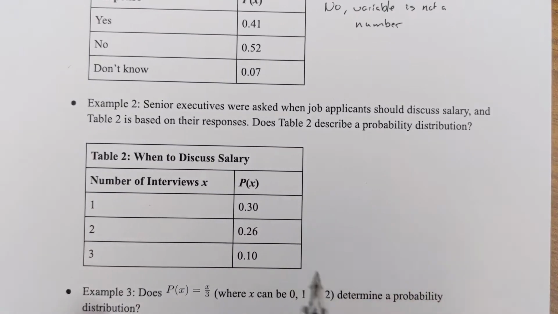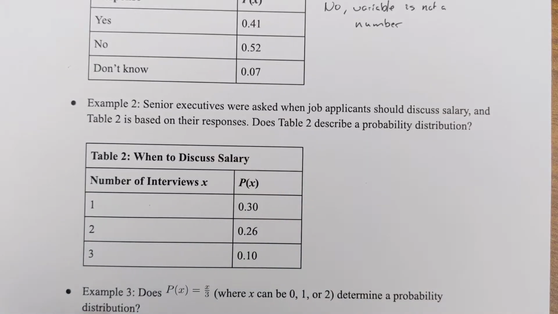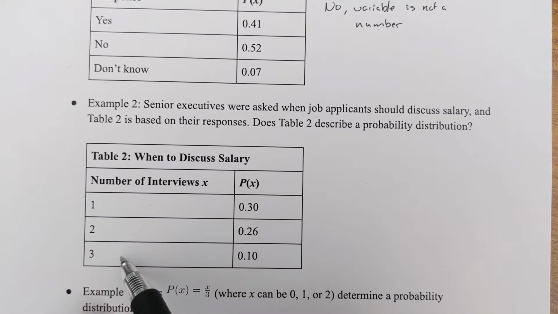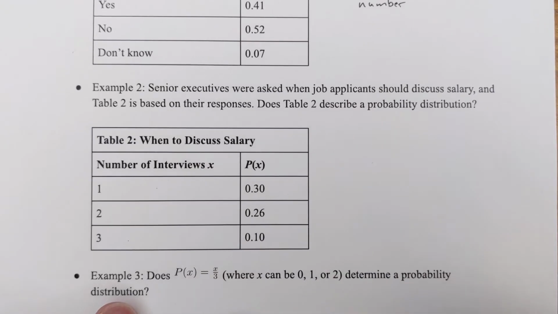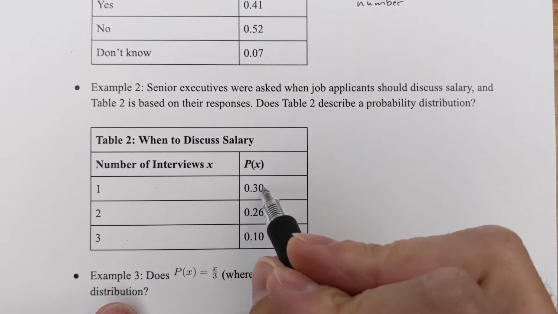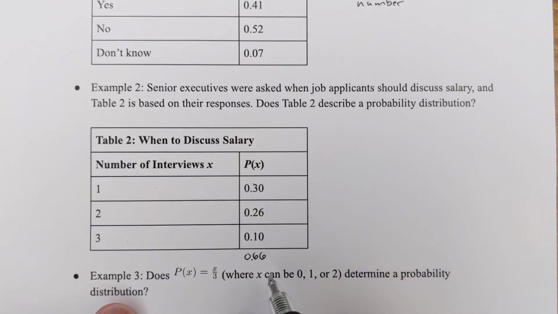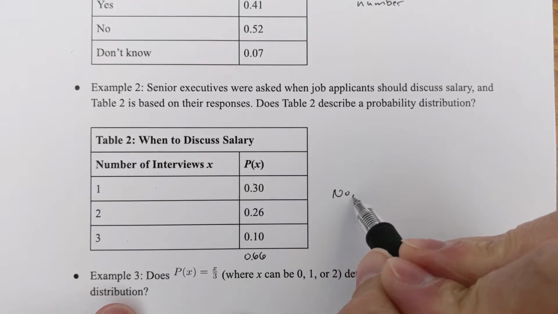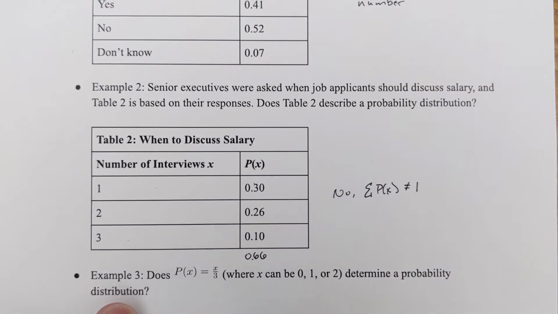Okay, so example 2. Executives were asked if job applicants should discuss salary. Table 2 is based on responses. Does table 2 describe a probability distribution? So here are our variables, here are their probabilities. The rules are the variables are numbers. So yes, criterion 1 is met. Criterion 2, the sum of the probabilities has to add up to 1. So let's check that out. If I add these numbers up, 0 plus 6 plus 0, that's 6. 3 plus 2 plus 1 is 6. So that number is not 1. No. The sum of the probabilities does not equal 1, like it should.